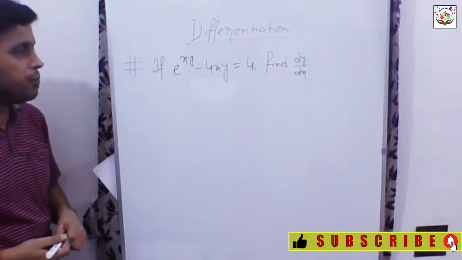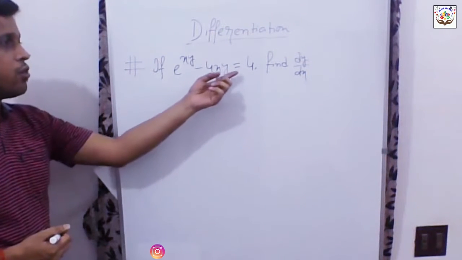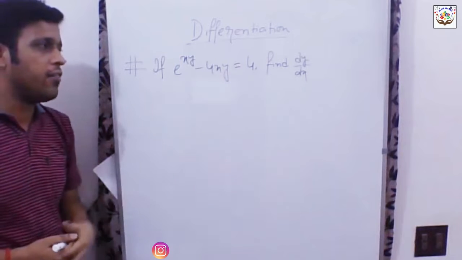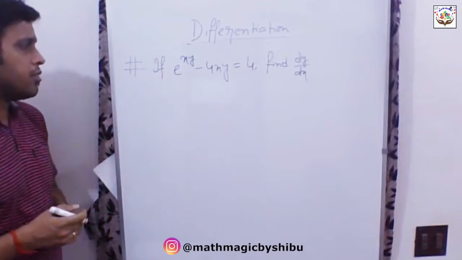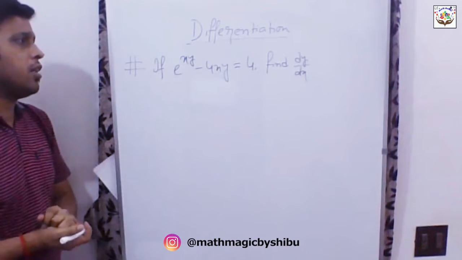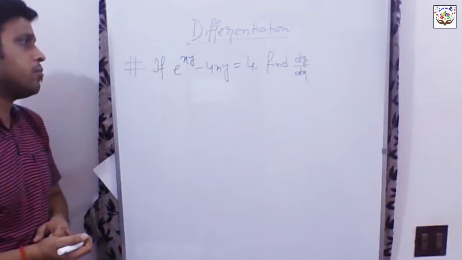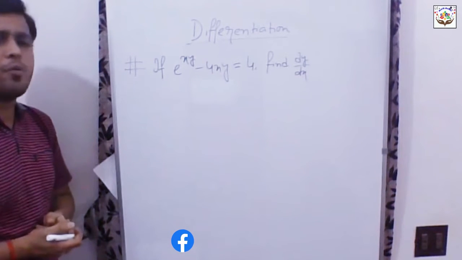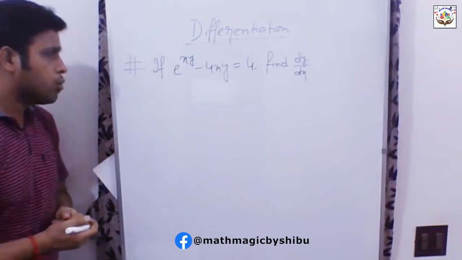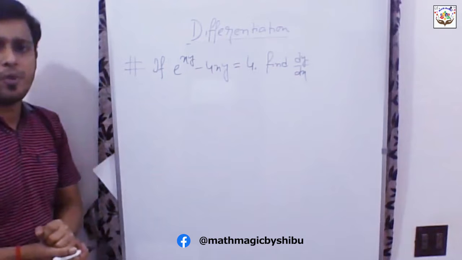So in our next problem we have, if e to the power xy minus 4xy equals 4, we need to find the value of dy/dx, right? So as you can see here, e to the power xy, the best way to start solving this problem is to apply the derivative of e to the power x, right? So first what we can do, we can differentiate both the sides with respect to x.